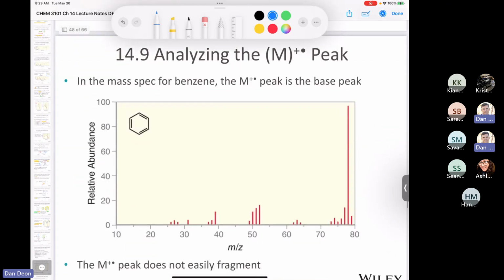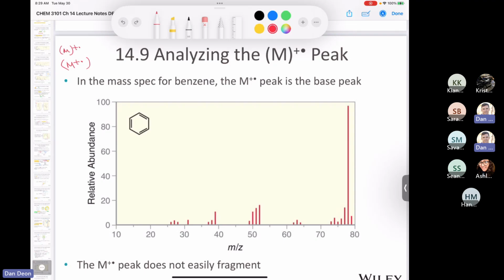So let's move on from there into section 14.9, where we're going to talk a little bit more about that base peak or that parent ion. You'll notice that it's written differently here, right? They put the M in brackets and then they put plus, and earlier they had written it like this. It means the exact same thing, and sometimes they don't even put brackets around it. So I'll probably use a mishmash of them, just like the book does.